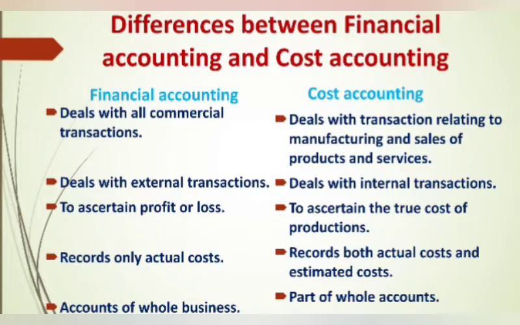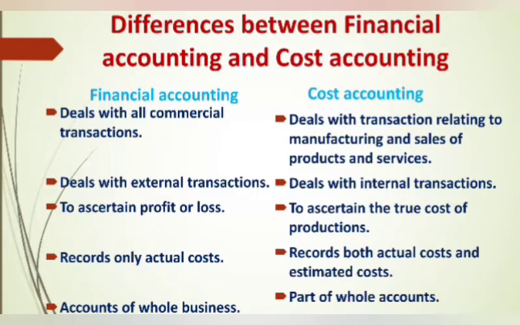The third difference is that the main object of financial accounting is to ascertain the correct profit or loss of the business and to show a true and fair view of the state of affairs of the business. Whereas in cost accounting, the main object is to ascertain the true cost of production.